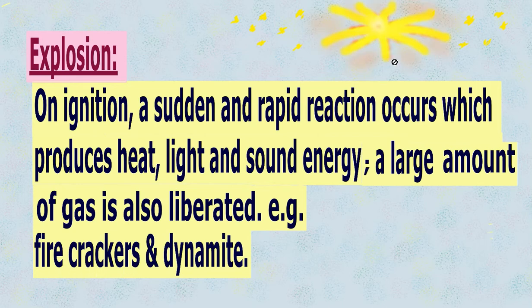So what happens? These firecrackers get burst on ignition and produce heat, light as well as sound. And after the explosion, we can see smoke also. This smoke is released because a large amount of gases are also liberated during explosion. And these gases may be harmful to the air because these are the pollutants which increase air pollution.